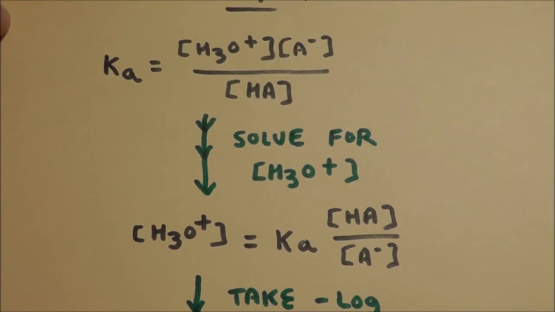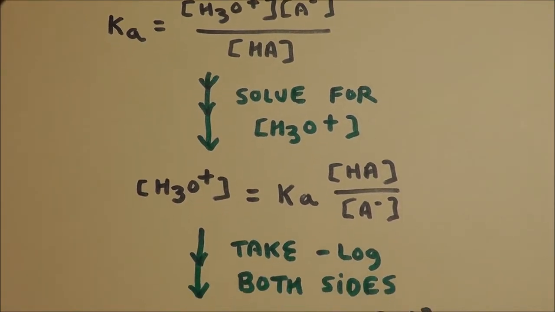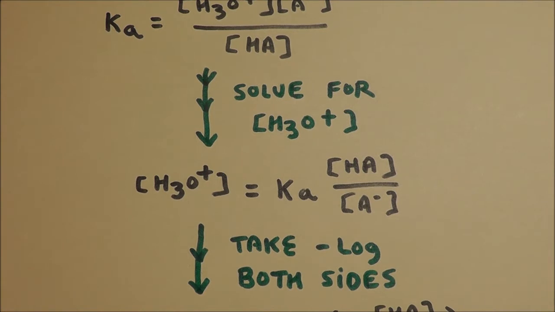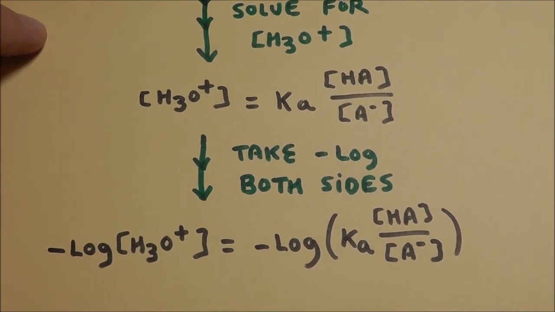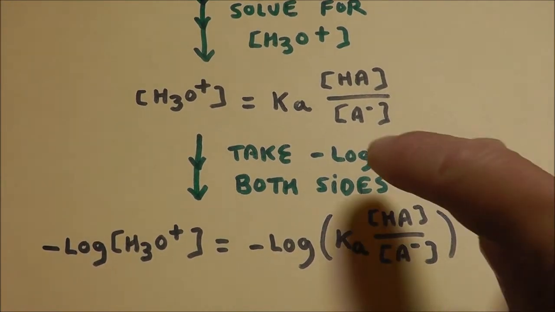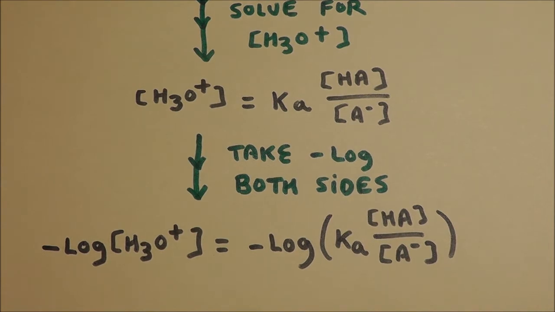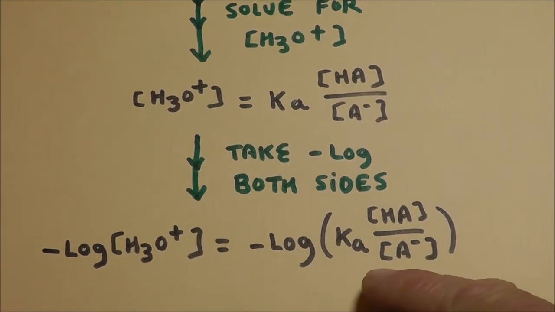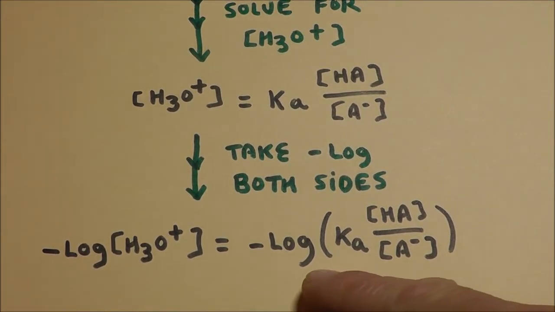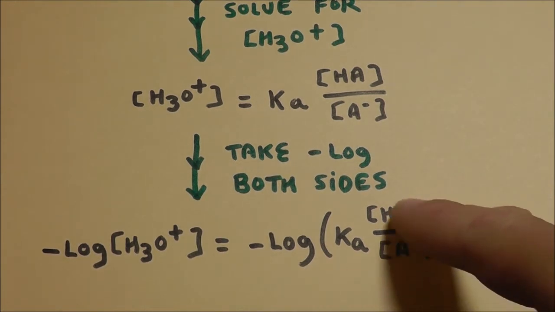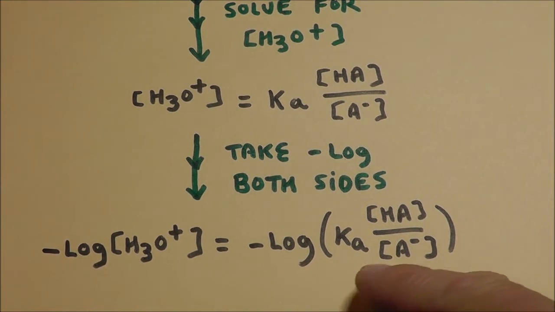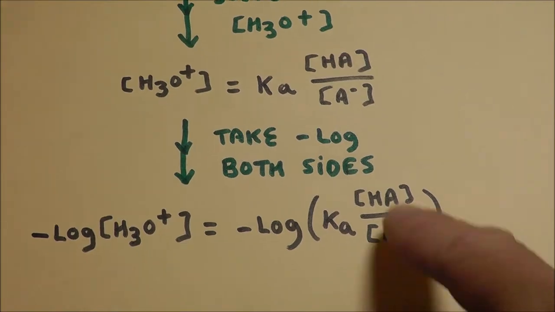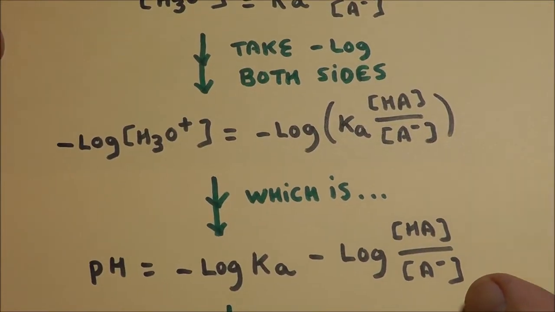Now, that's H3O+, which is related to pH, so what if I take the negative log of both sides? Well, the left side will end up being pH, the negative log of H3O+. And now I take the negative log of that big old thing, Ka times HA divided by A minus. I don't want to get so mathy on you here, but the rules for logarithms let you split these out. If you take the log of something that's multiplied together, you can split it into minus log of Ka minus log of HA over A minus.